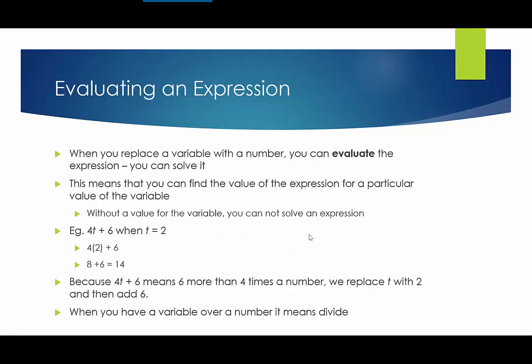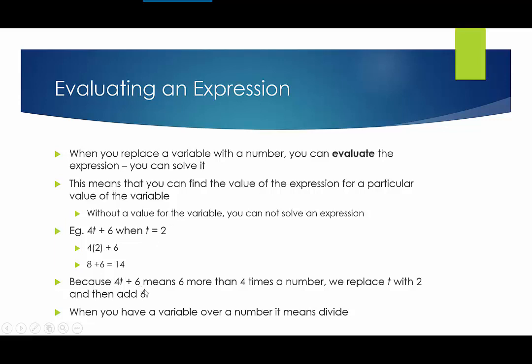So then we evaluate our expression. Evaluating our expression essentially means that you're solving it. So you've been given enough information to solve your expression. And as I mentioned before, expressions do not have equal signs. Okay, so 4t plus 6 is an expression. There is no equal sign here, but if you're given the value of t, then you can evaluate by substituting the t for the number 2. So we would do 4 times 2 is 8, plus 6 is 14. So we've evaluated or solved this expression because we had all of the information that we needed to do so.